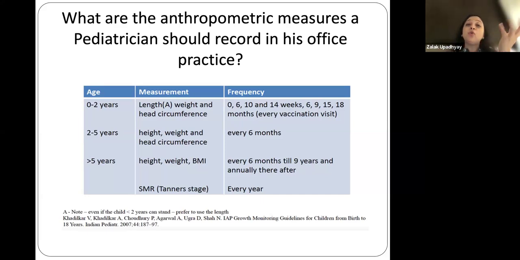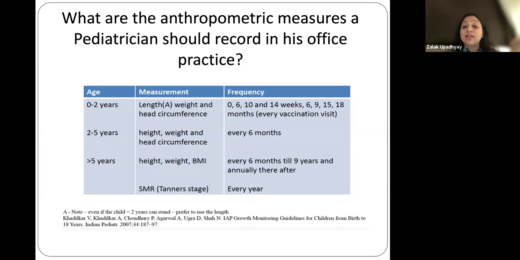Now, 2 to 5 years of age, what do we measure again? Then it is height. After 2 years, standing height. So, height, weight, and head circumference every 6 months. After 5 years, height, weight, BMI. Also, to add, if the child is overweight or obese, we have to take the waist circumference also. So, that is every 6 months till 9 years, and then annually thereafter.